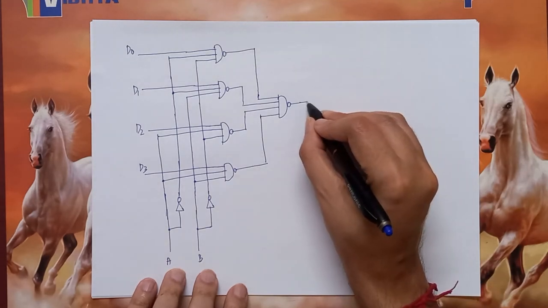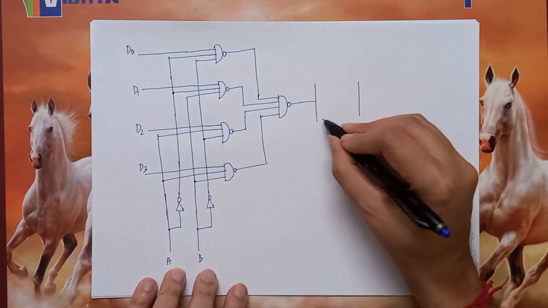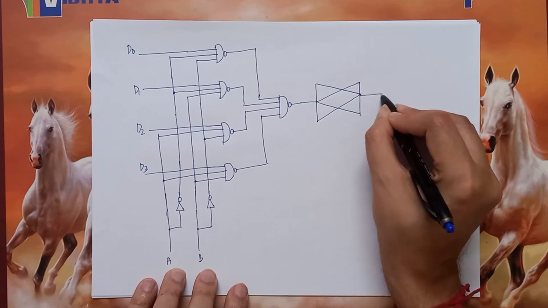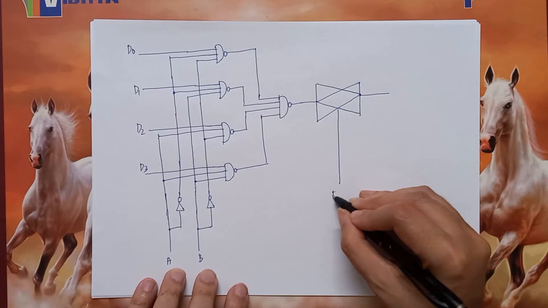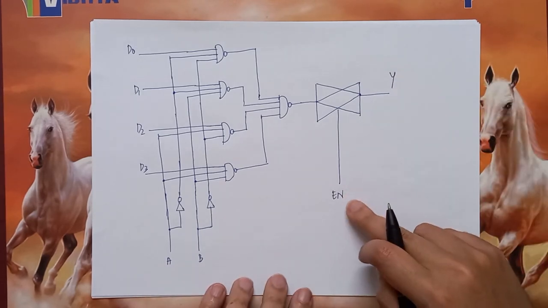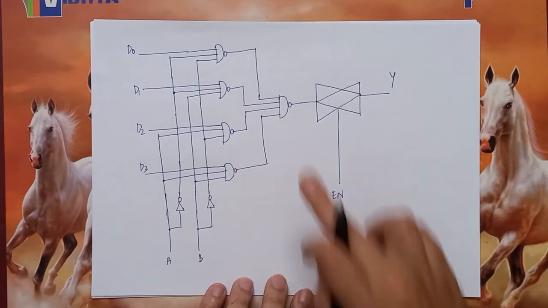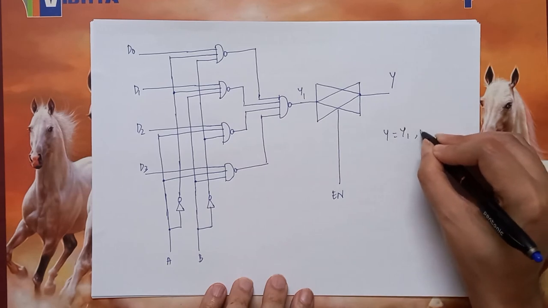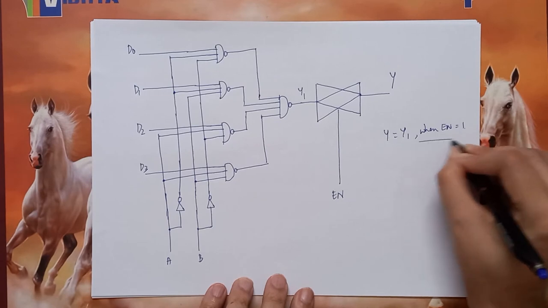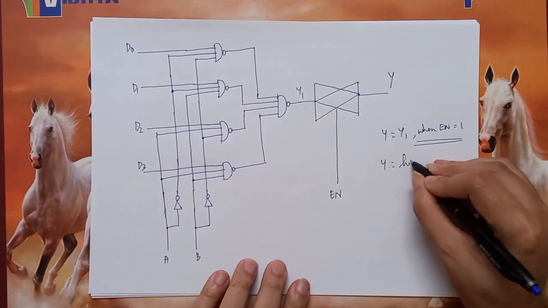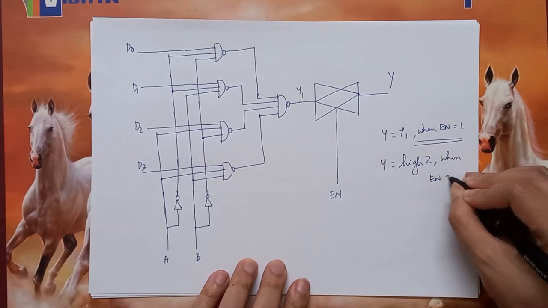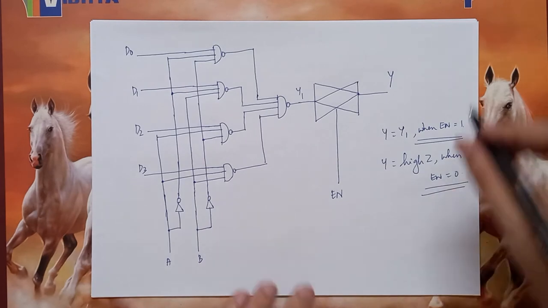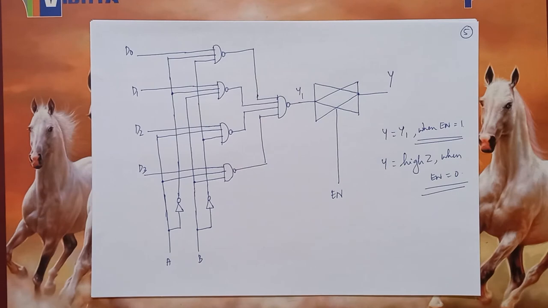So what we will now do is that we will place the tri-state buffer, which we have learned about, over here. And to this, the input will be En. And this is finally Y. So when En is 1, this will act like a closed switch. And whatever this is, let's call it Y1. So therefore, we know that Y equals Y1 when En equals 1, and Y will be equal to Hi Z when En equals 0. That's it. So this is how we design a 4:1 mux with an active high enable.